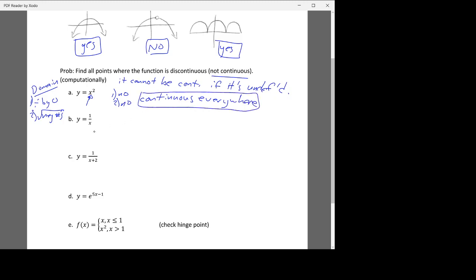This one, is there any division? Oh yeah, x cannot be 0. And how about two? Is there any square roots? No square roots. So here x cannot be 0, so it's discontinuous at x equals 0. That's what it's asking. Are there any points of discontinuity?